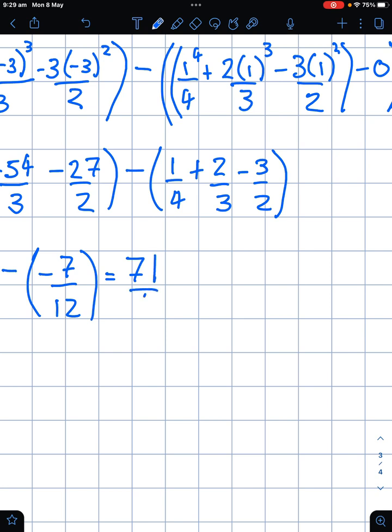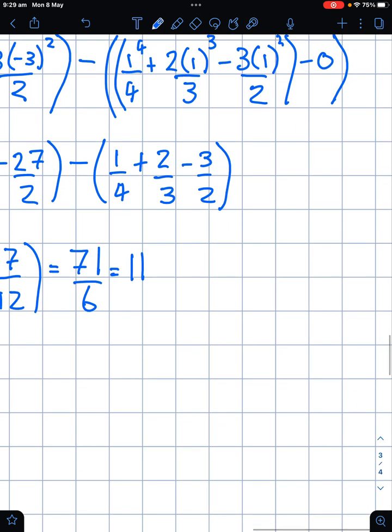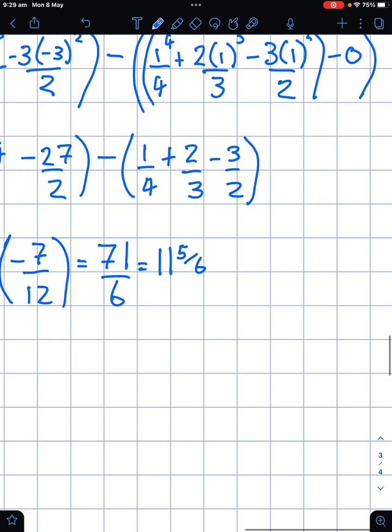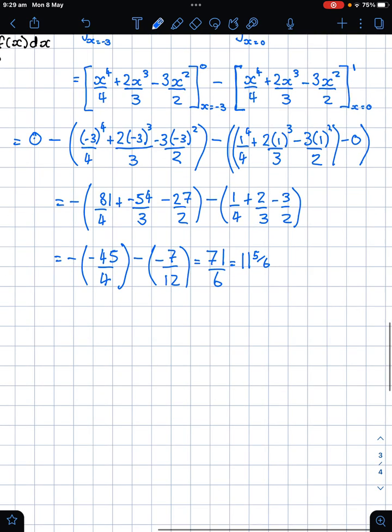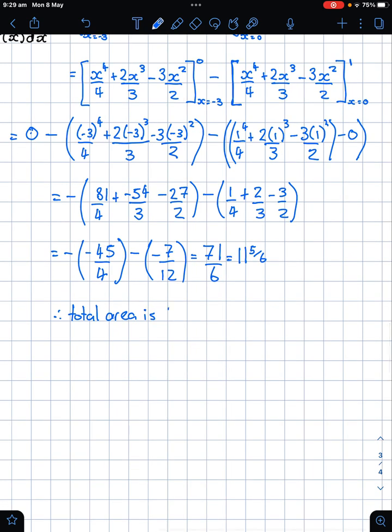71 on 6, which is going to be 11 and, sorry, 11 times 6 is 66, so there's 66 plus 5, it's going to be 11 and 5/6 here, and then this is therefore total area is 11 and 5/6 units squared.